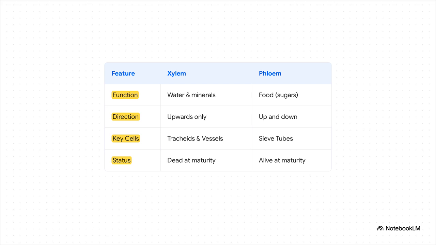The xylem is the water pipe. It's a one-way street, only moving water up from the roots, and its main cells are dead, basically forming long, hollow tubes. The phloem, on the other hand, is the food delivery service. It moves sugar both up and down the plant wherever it's needed. And to manage that complex job, its main cells are very much alive.